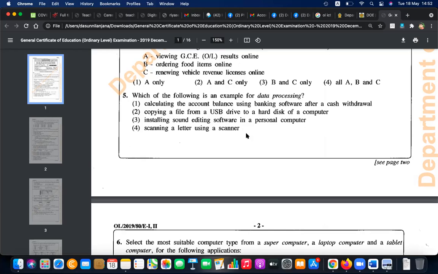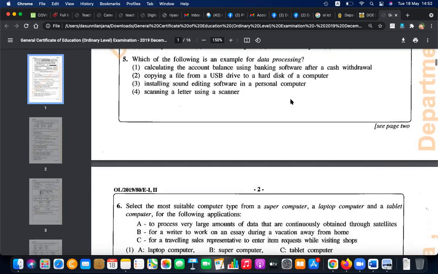Installing sound editing software is also data processing. Scanning a letter using a scanner is also some kind of data processing. But at your level, there is no need to think at the micro level. At your level, you can think: okay, some data was collected, some calculation or comparison was done, and then it was released. Calculating the account balance using banking software, that is the answer. That is question number 5.